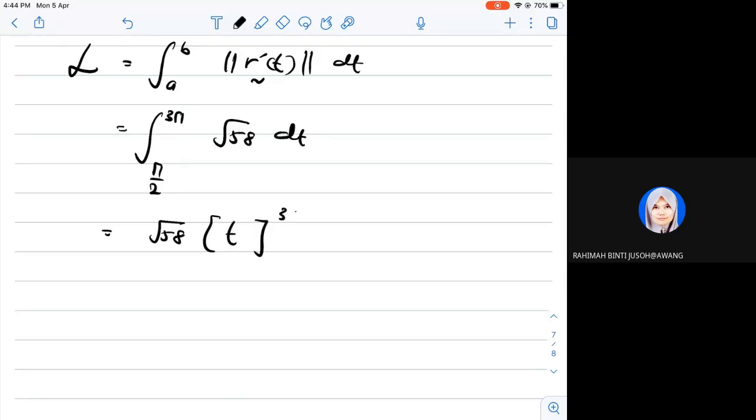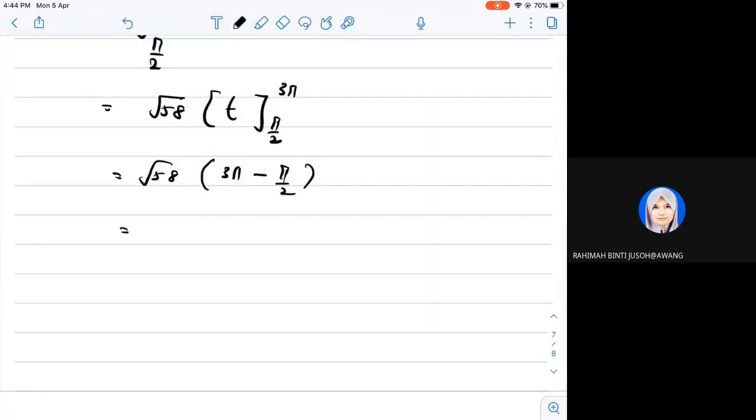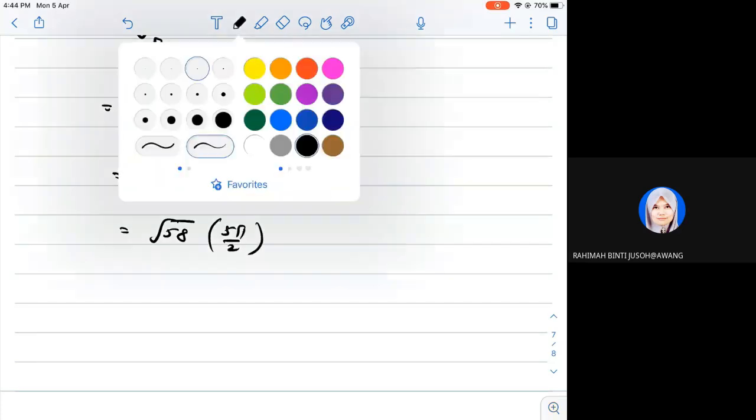So substitute 3 pi and pi over 2. Therefore we will have 3 pi tolak pi per 2, 6 tolak 1, 5 lah kan. Square root of 58 times 5 pi over 2, isn't it? 5 pi over 2 macam ni. So that's the answer.